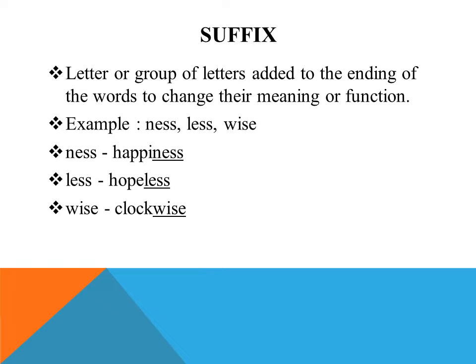For ness, the example word is happiness. You are adding it as a suffix to the root word happy. And for less, we are taking the word hopeless. The root word is hope, and when you add the suffix less, it becomes hopeless. And the next word is wise. The root word is clock, and when you add wise to it, it will become clockwise.